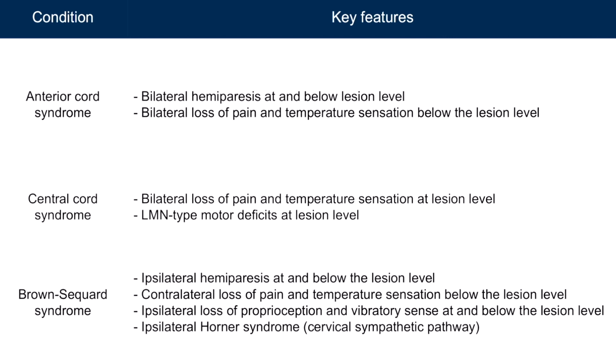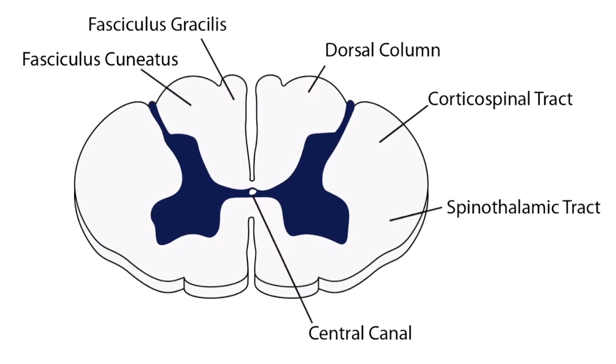Second, we have in our table the central cord syndrome. It is commonly seen in conditions like syringomyelia. Let's take another look at the cross-section of spinal cord. In this transverse section, please note that central cord syndrome affects this region. It involves disruption of anterior white commissure of spinothalamic fibers, as well as anterior horn cells at the lesion level.